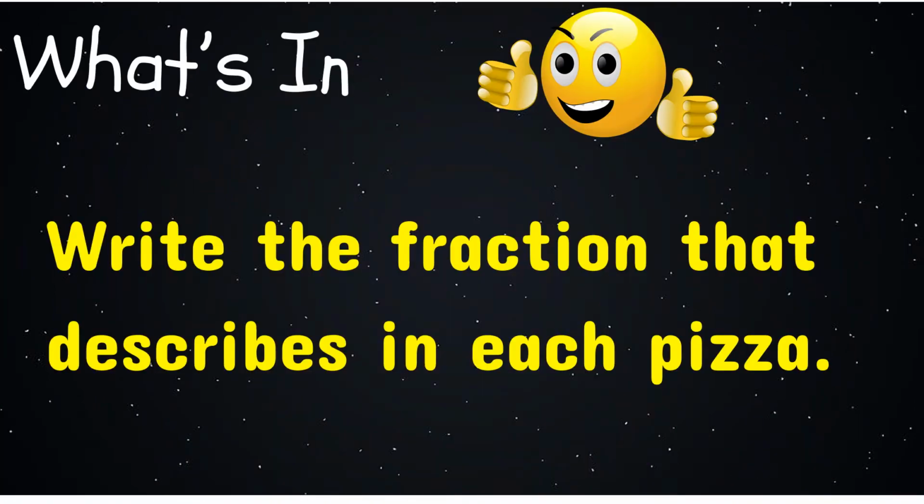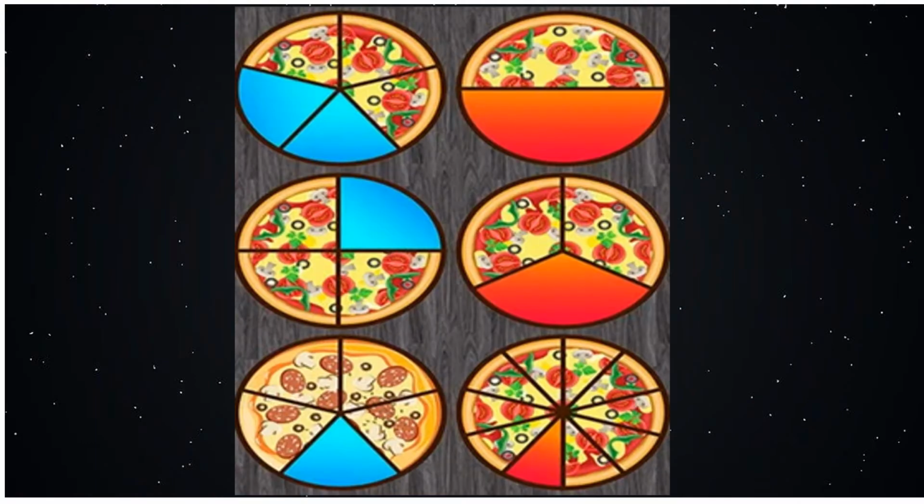Let's continue. What's In? Write the fraction that describes each pizza. We have here 6 pizzas. Let's have first the left top portion. As you can see, the pizza is divided into 5 portions, but there are 3 left. Therefore, our fraction form of the left part is 3 over 5.